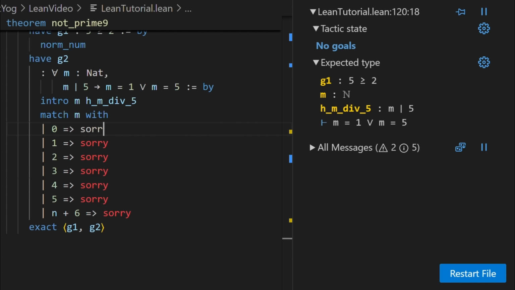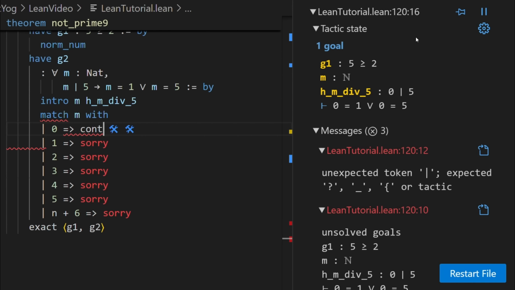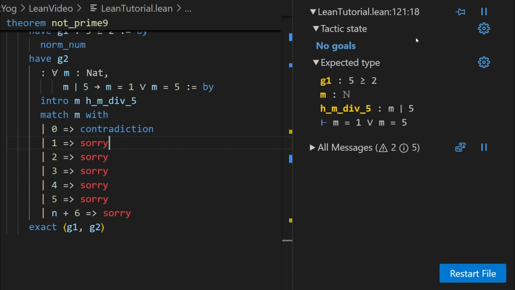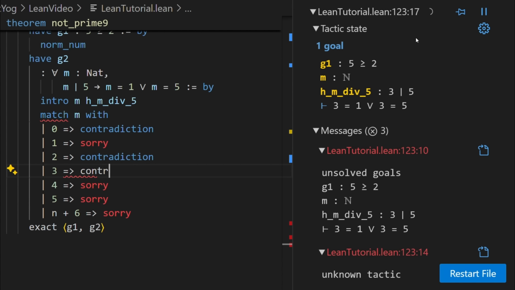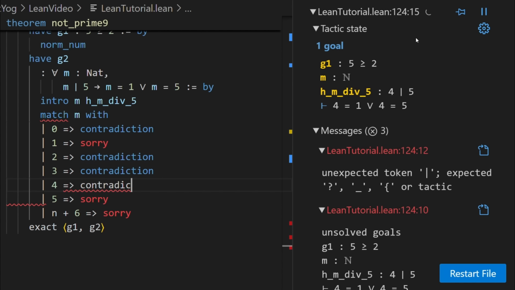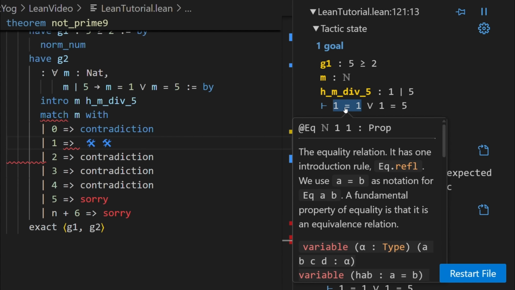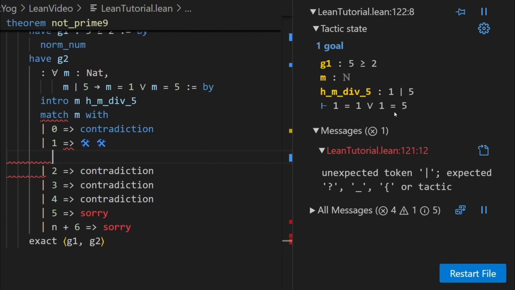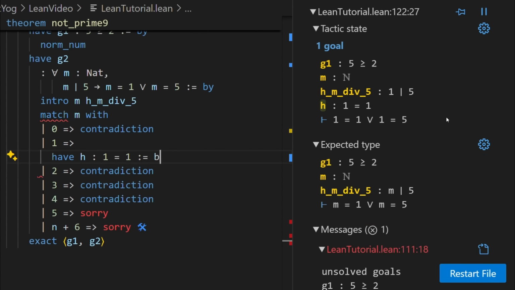For 0, the assumption that it divides 5 is false, so contradiction solves it. The same applies to 2, contradiction, 3, contradiction, and 4, contradiction. For 1, the left part 1 equal 1 is true, while the right one 1 equal 5 is not. Let's have h be a proof of 1 equal 1 by norm_num.